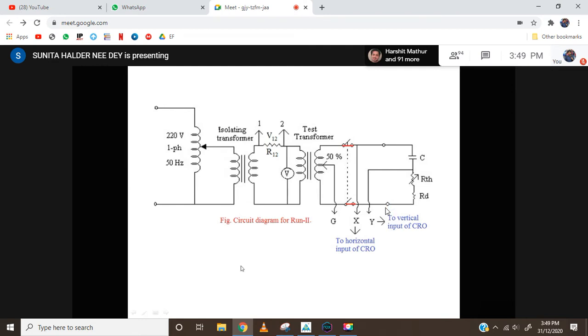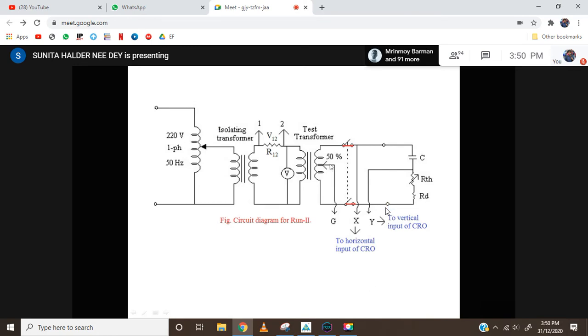Now, this is the circuit diagram for run 2. For run 2, we shall close the circuit in the secondary. The secondary is a simple RC circuit. This RTH and RD are actually two resistances to make the resistance variable. It can be shown by one resistance also, but in the instruction manual it is given in this way, so I have kept it this way. RD means decade resistance, RTH means one rheostat. With both these resistances, we can change the overall resistance of this circuit.